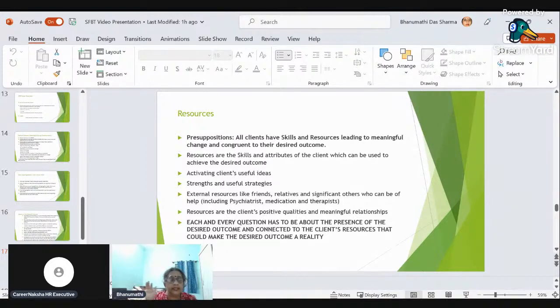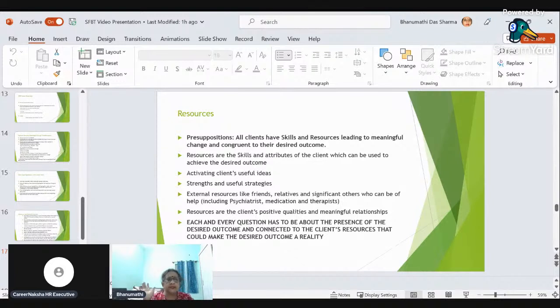Very, very important. Let me repeat. Each and every question that the therapist asks, because it's language based, has to be about the presence of the desired outcome and connected to the client's resources that could make the desired outcome reality, not the ones which are not congruent to the desired outcome. Now, let me give you two, three examples of resource activating questions.